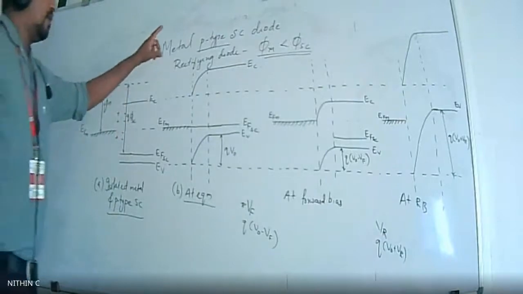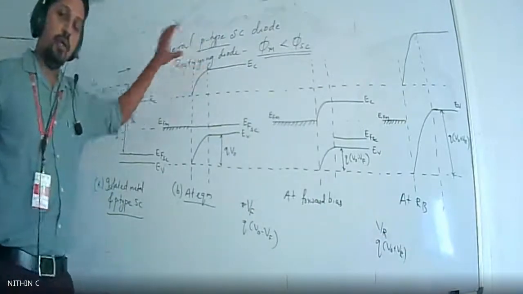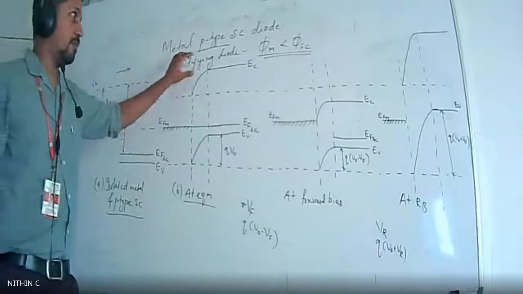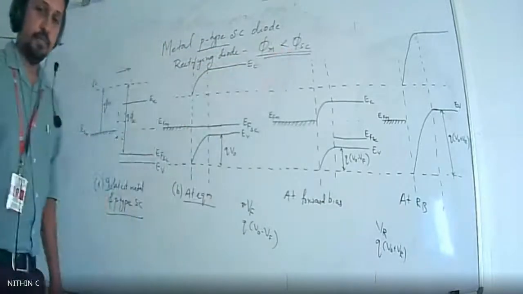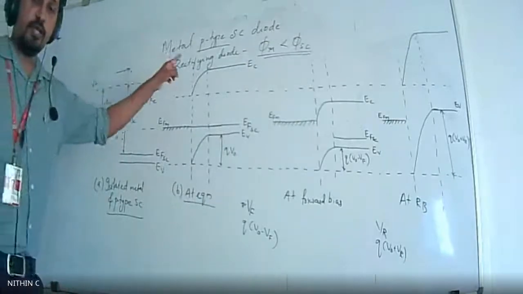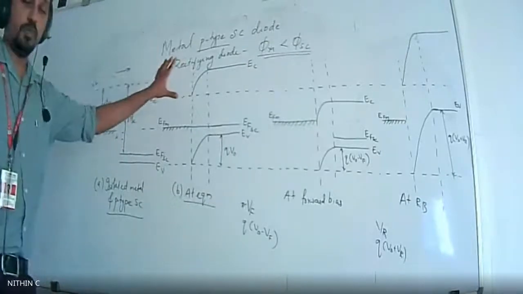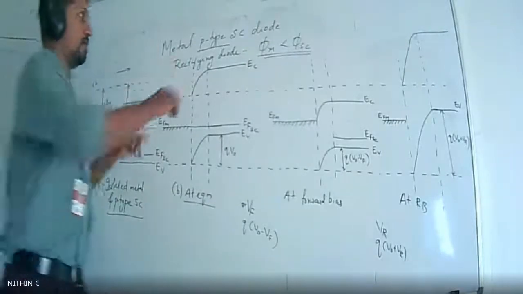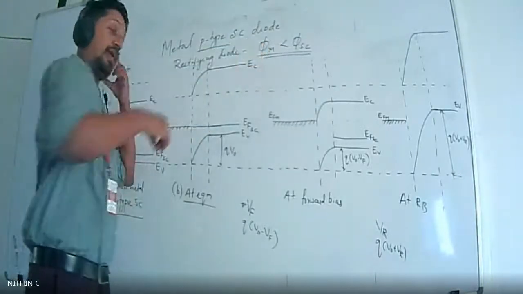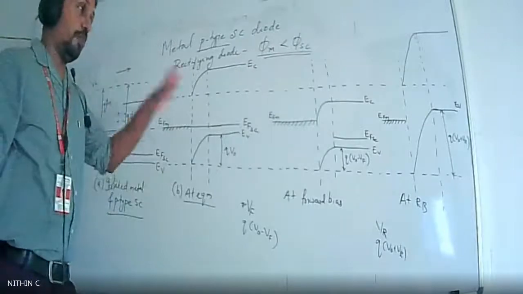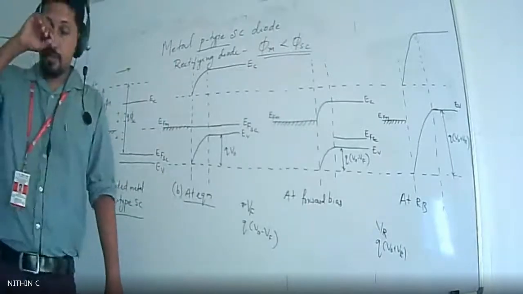Here, since the type of semiconductor is p-type, in order to behave as a rectifying diode, the work function configuration has to be like this: phi m has to be less than phi sc. If this diode has to work as an ohmic one, the condition has to be reversed. That is, phi m should be greater than phi sc, in order to make this an ohmic contact.